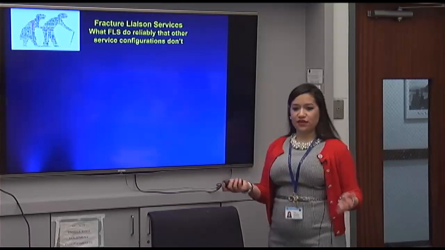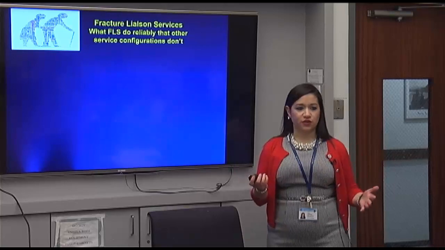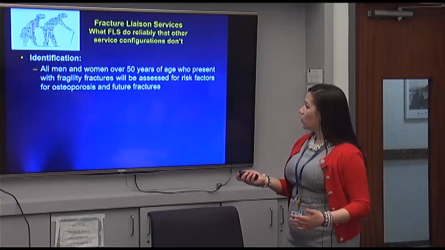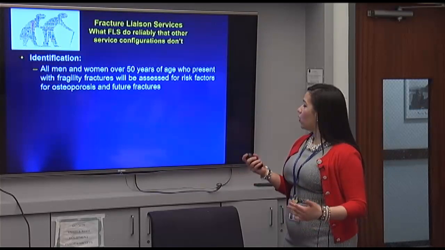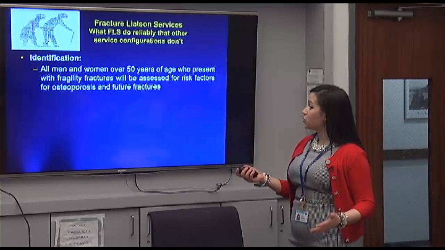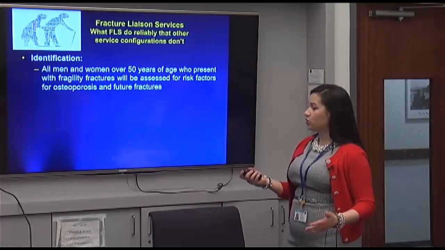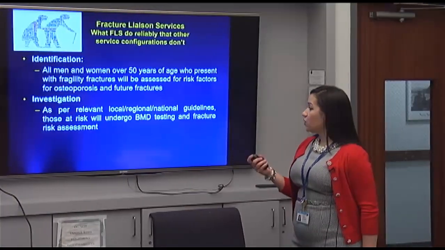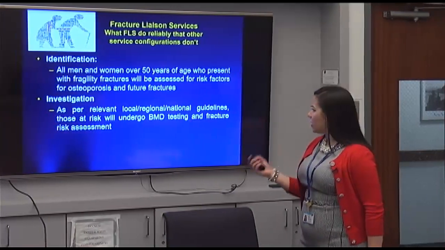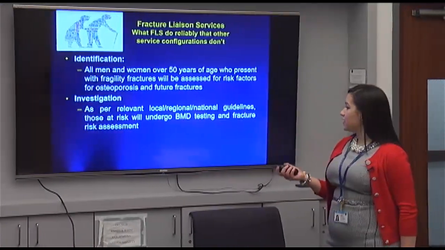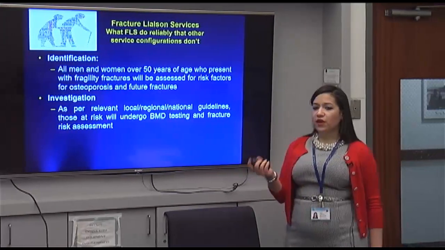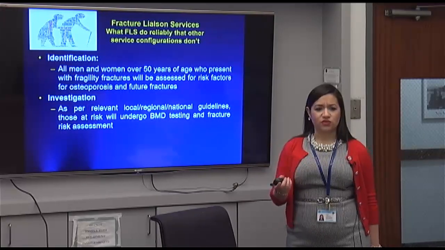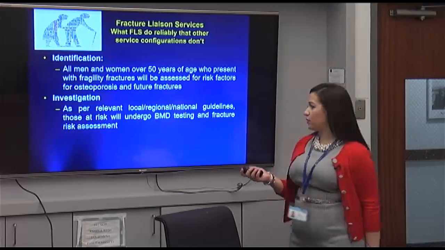So what do FLS services do that other service configurations don't do? So the first step is identification. Generally it's all women or men over the age of 50 who have fragility fractures, and they're assessed for risk factors for osteoporosis and future subsequent fractures. Second part is investigation. As per relevant national guidelines, those at risk will undergo DEXA testing and fracture risk assessment. And we base our guidelines on the NOF, the National Osteoporosis Foundation guidelines, which I'm going to talk a little bit more about in a few seconds.